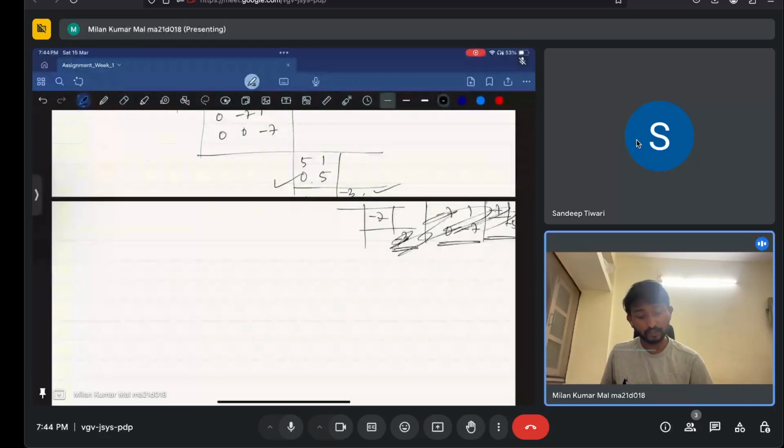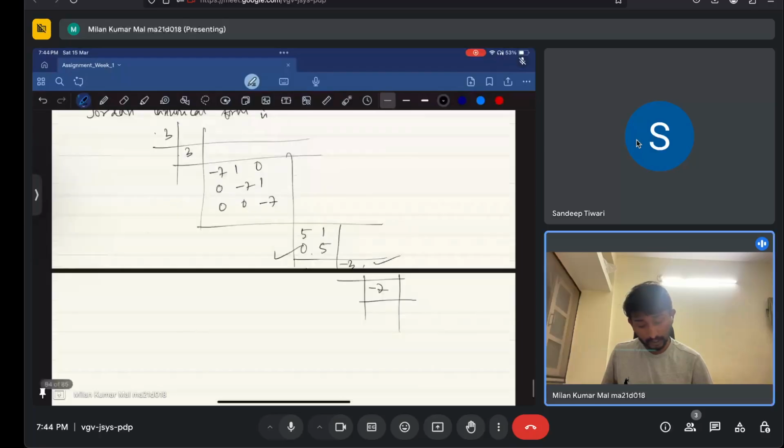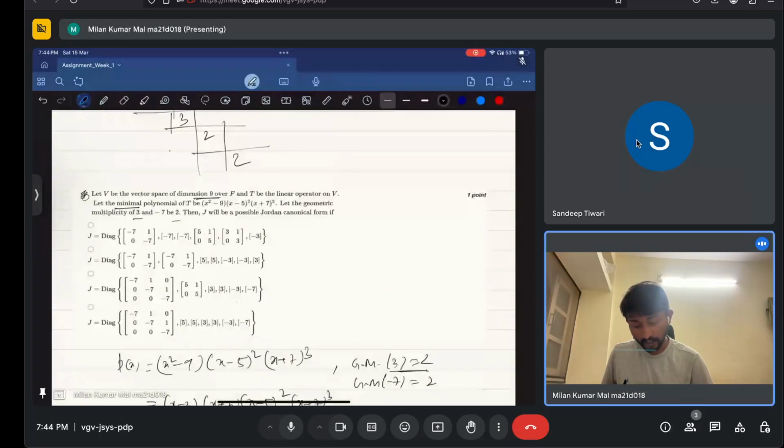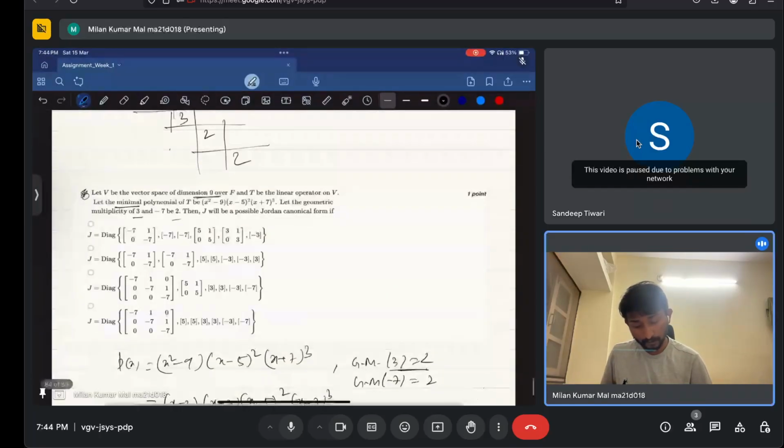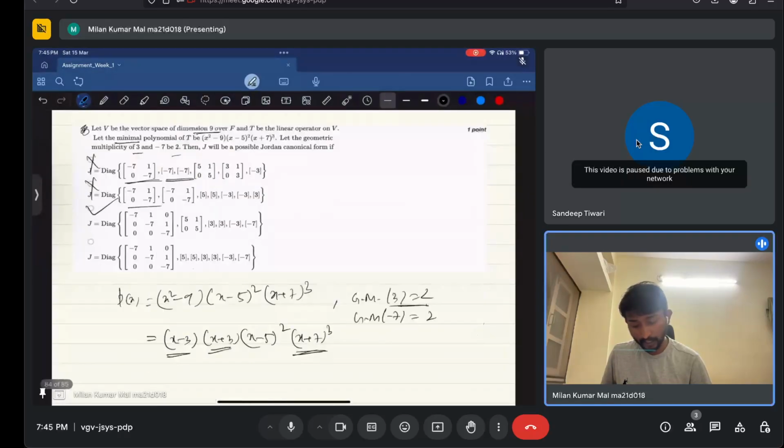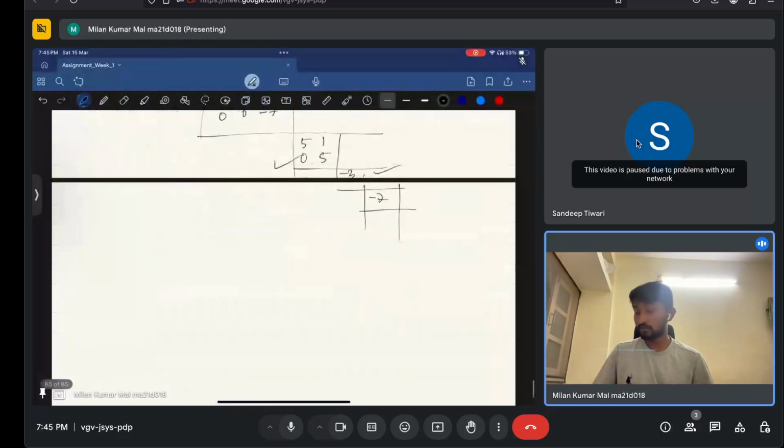So this is the Jordan canonical form. Therefore this is the correct option. All other options will be automatically false, because you can see that minus 7 there is not possible. This is not possible at all. This is also not possible, and the last one is also not possible because 5 is not put correctly. Okay, now let's get back to your questions.